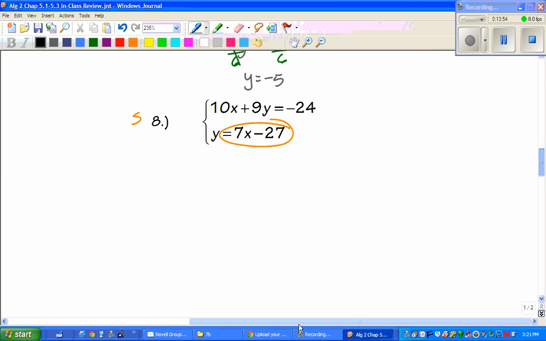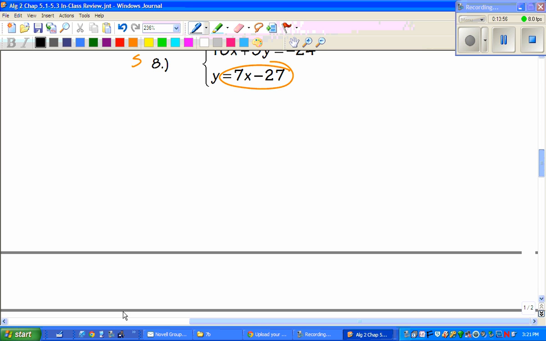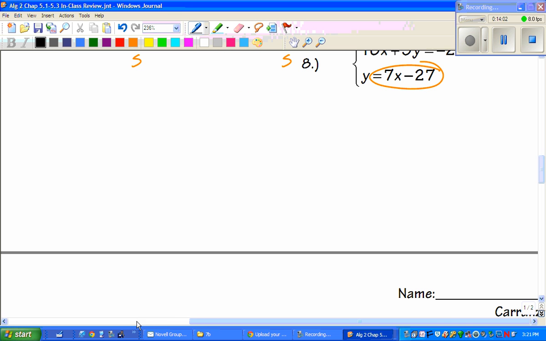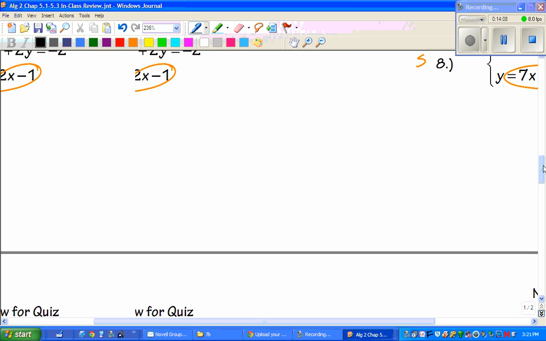All right, 7 and 8. Oh, come on. Is this going to let me scroll over? Slow, very slow. All right, hold on a second.